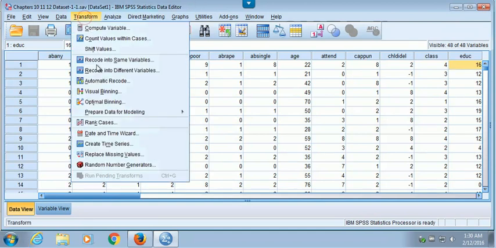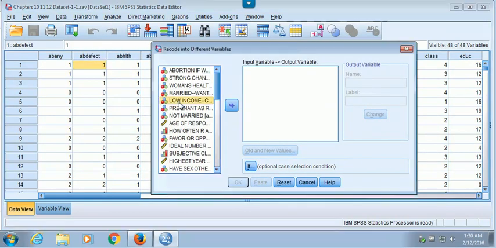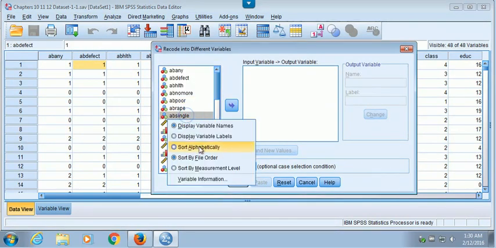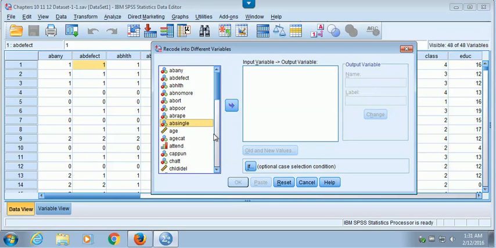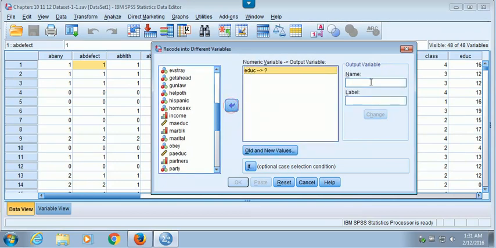Knowing that, we can come down here and recode into different variables. Again, right click, display variable names, right click, sort alphabetically. Come down here and hit education. The book wants you to name the new variable EDCAT, and just for the book, I'm going to have you go ahead and do that. Again, I would have named it RECEDUC.